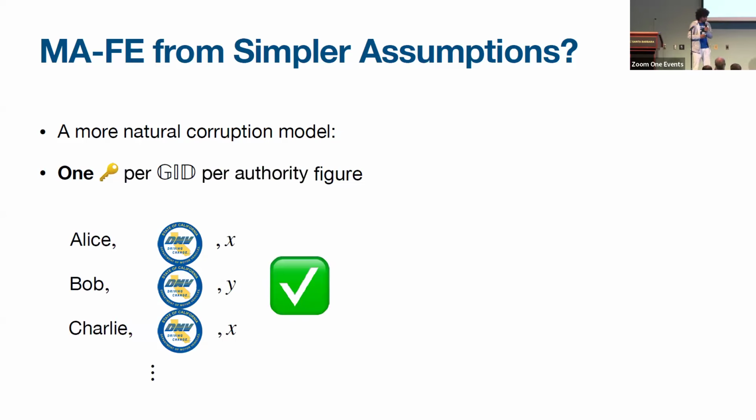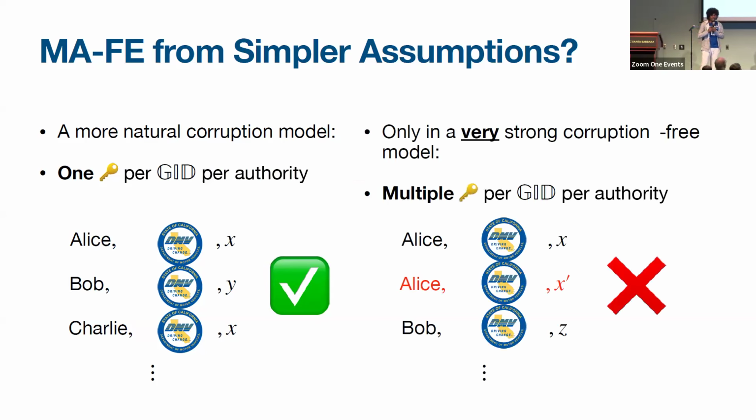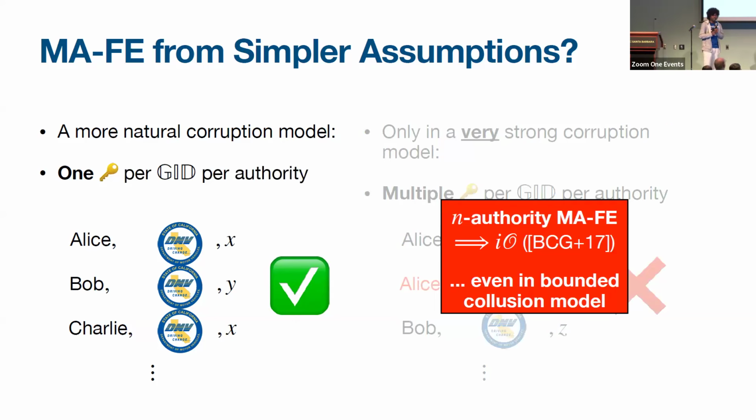So in order to simplify this framework further, in a secret key corruption model where Alice gets a secret key for attribute X, Bob gets a secret key for attribute Y, Charlie gets a secret key for attribute X from the same authority, this is good. It's only when Alice gets two secret keys for two distinct attributes from the same authority that Brakerski et al.'s implication holds. So in summary, with very strong corruptions, a multi-authority MAFE scheme implies IO, so it might be very hard to construct this object from simpler assumptions.